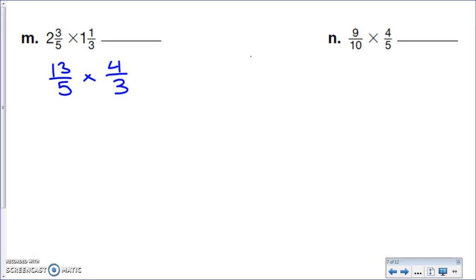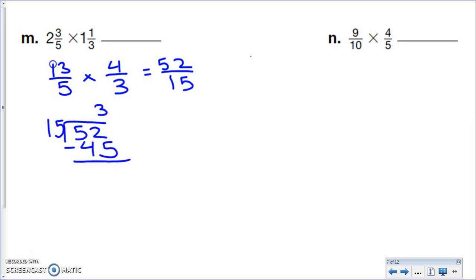We cannot cross simplify at all, so we're going to multiply across. 13 times 4 is 52, 5 times 3 is 15. Now we need to get it into a mixed number, so we're going to divide 52 by 15. So it goes in 3 times with a remainder of 7, so our answer becomes 3 7/15.